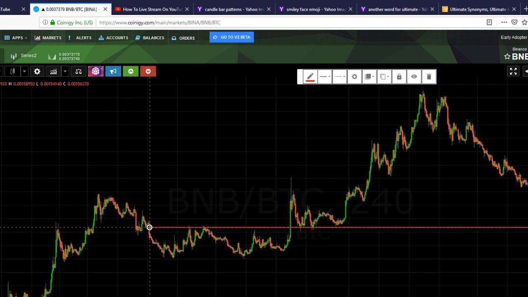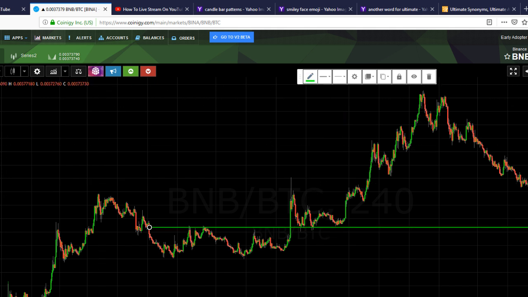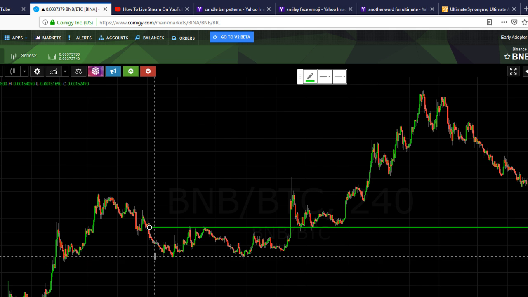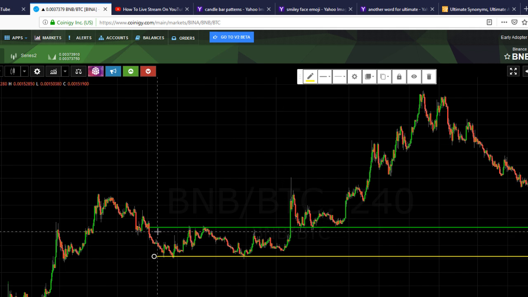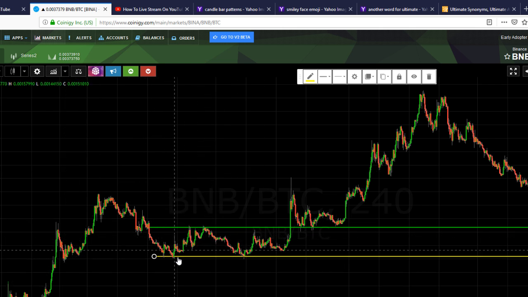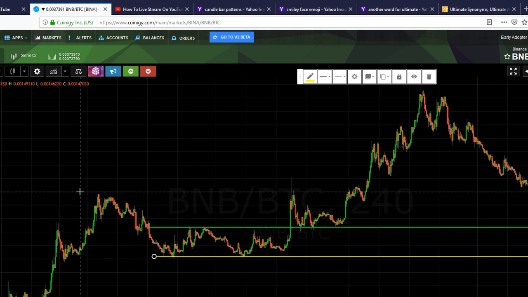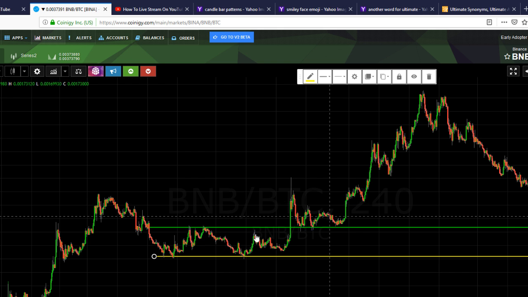Horizontal line. Put a line here. I'll make it green. Then I put a line here, and I'll make this one yellow. Okay, so I'm gonna start here with you guys. As you can see, price was consolidated here for some time, right? Also, I wanted to identify with you guys, before I even go into how I determine candlestick patterns in the market, that this is the 6-hour time frame. So each candle that you guys are looking at right now is a 6-hour candle.